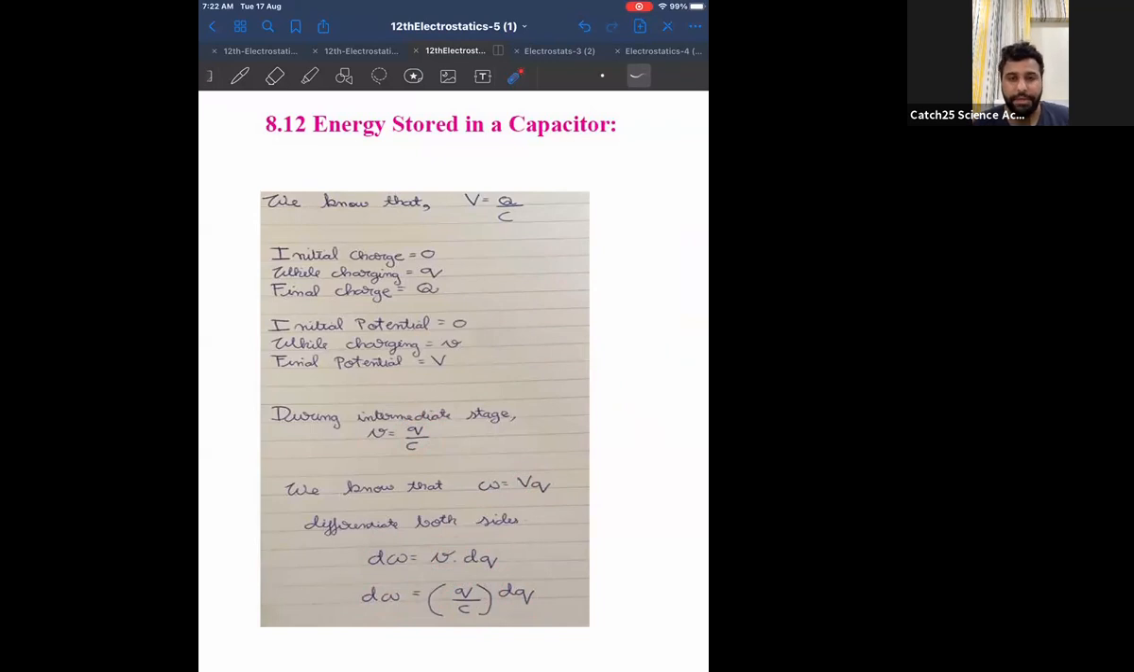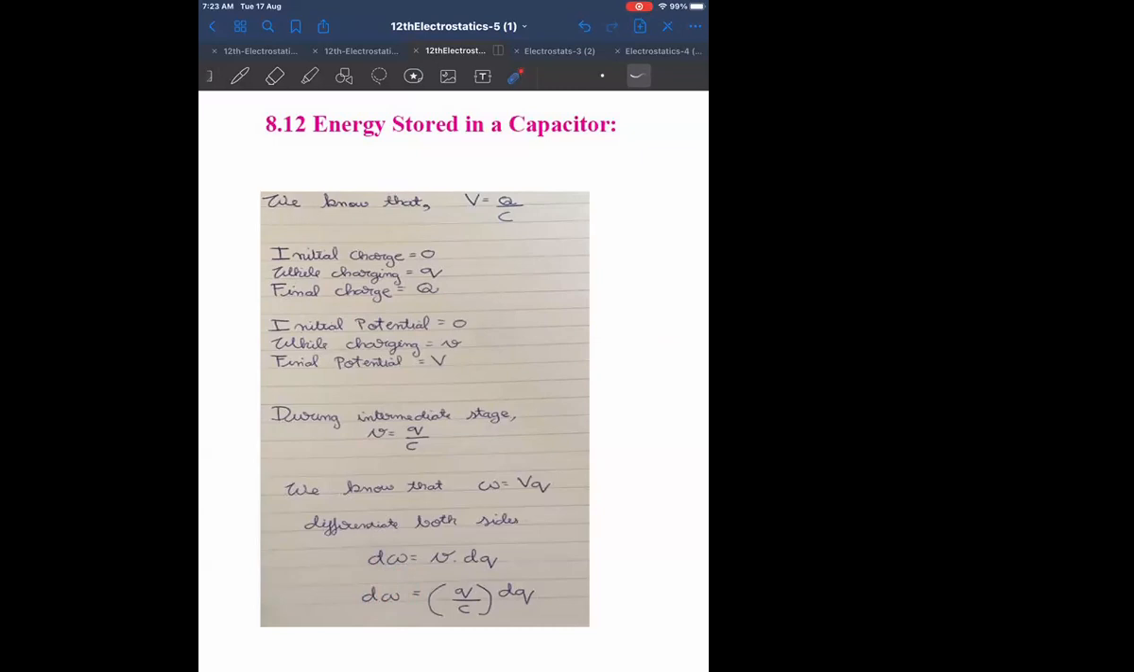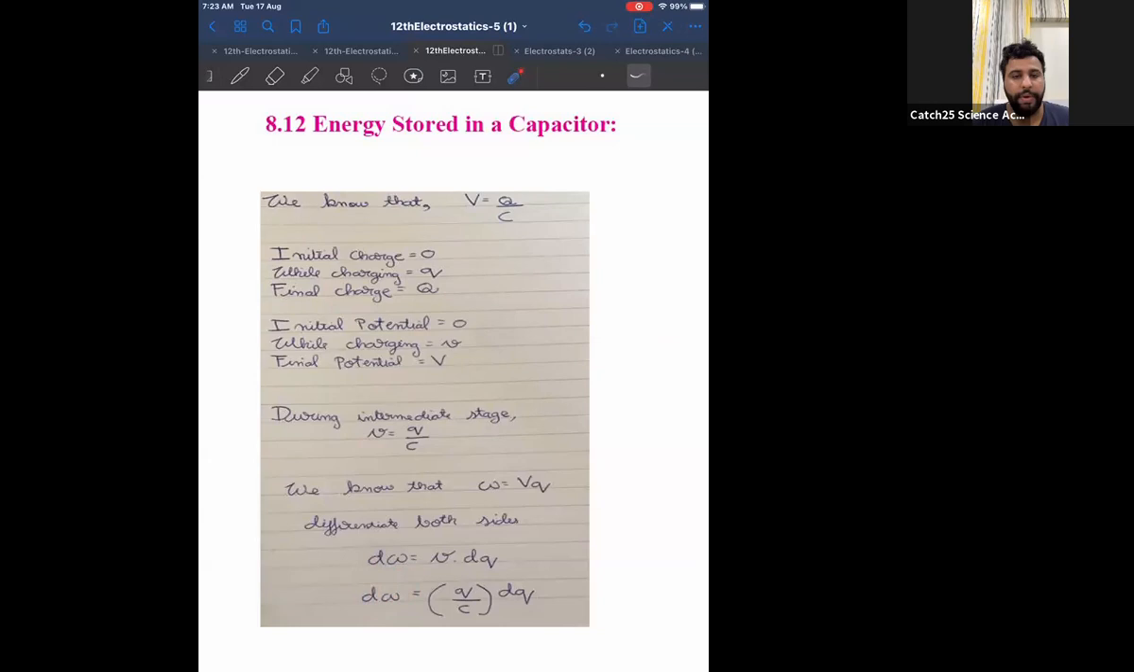Now comes the main part. Now listen, now comes the main part. I need the value for work done. I need W. But on my screen, I have dW. Tell me, what is the best way to get W from dW? Integrating. Integration. You have to do integration.